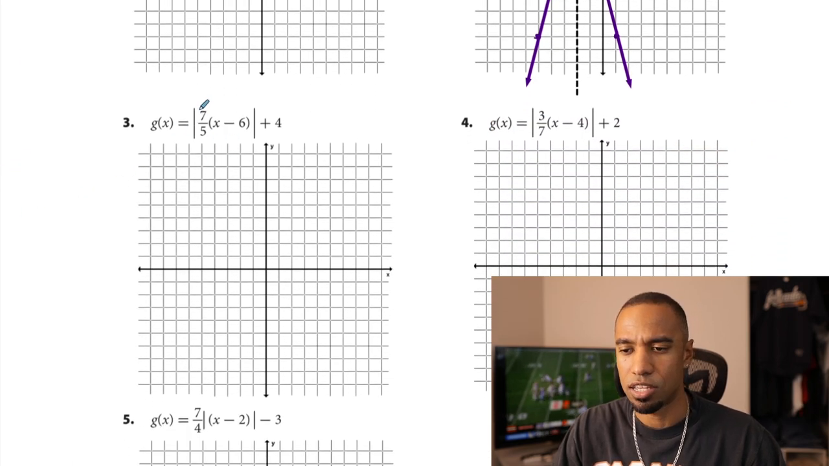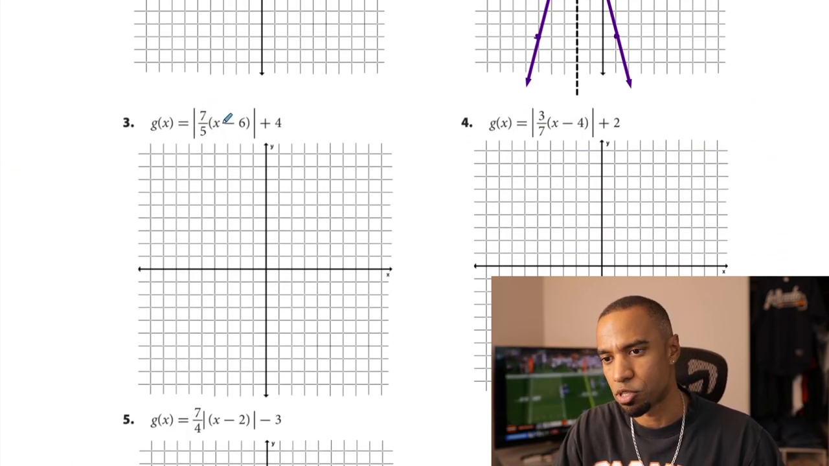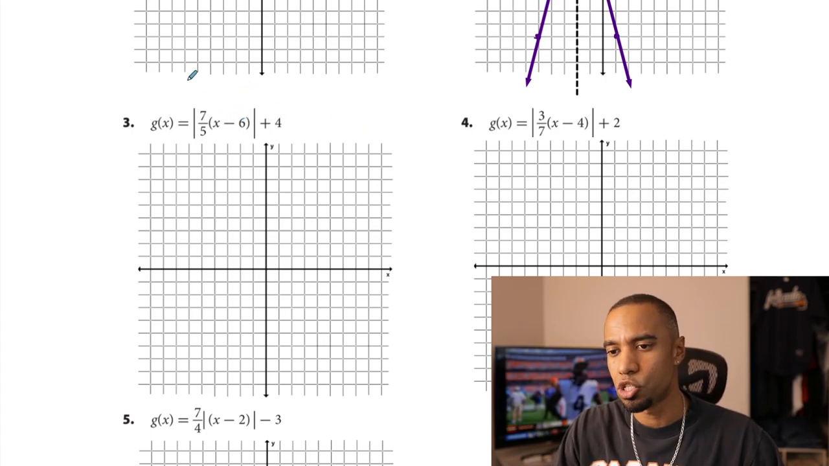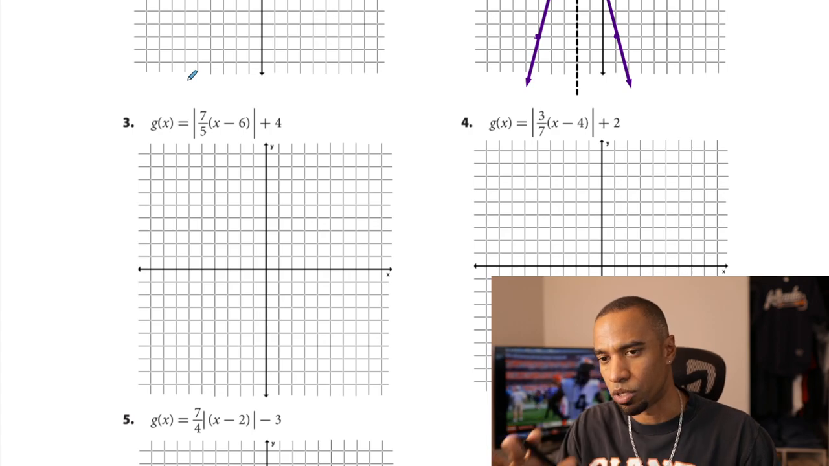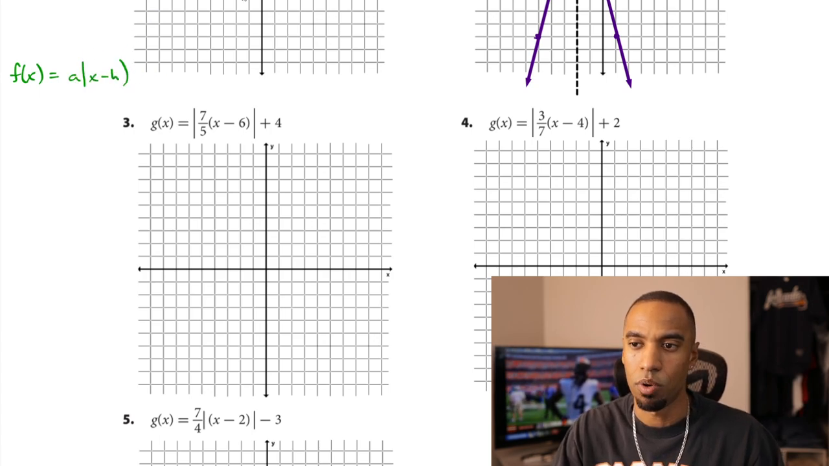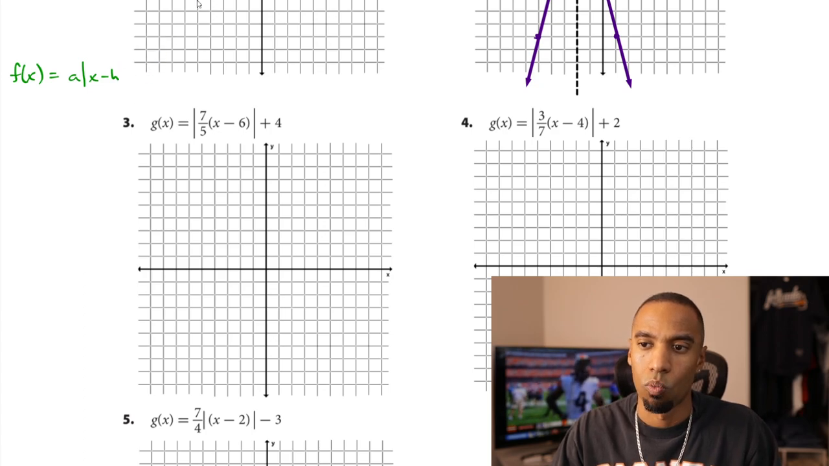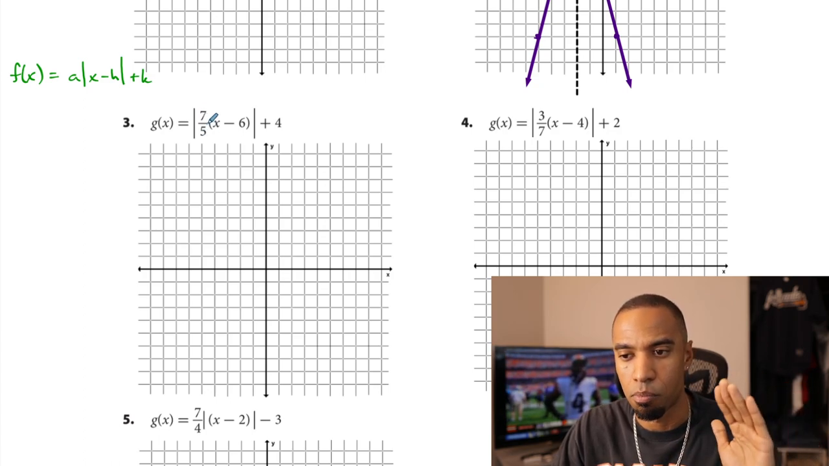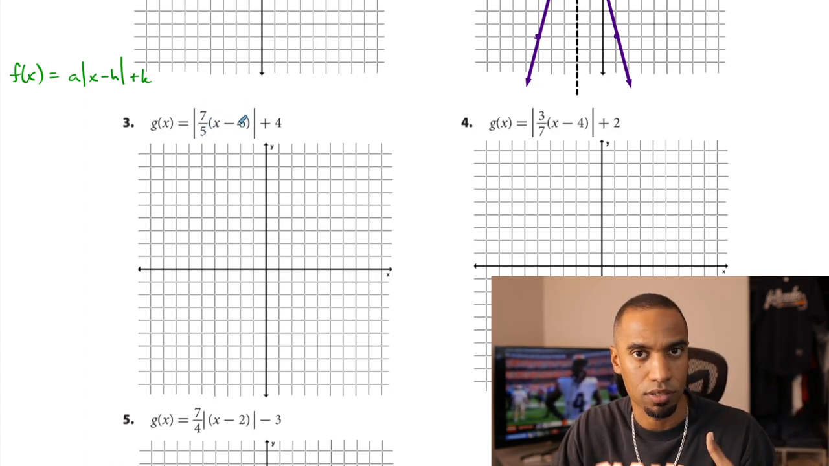Number 3, g of x equals the absolute value of 7/5 times the quantity x minus 6, plus 4. Now, if you want this to appear in true blue vertex form of an absolute value function, you might recall that the a value sits outside, where you have a positive 1x right there, and then minus h plus k. So what you have here is a product. You have 7/5 multiplied by this x minus 6.